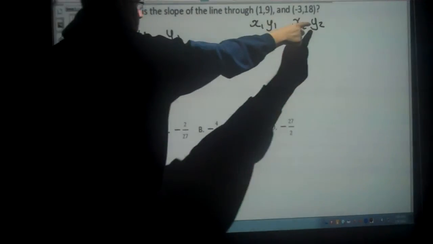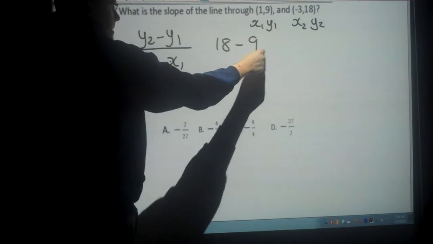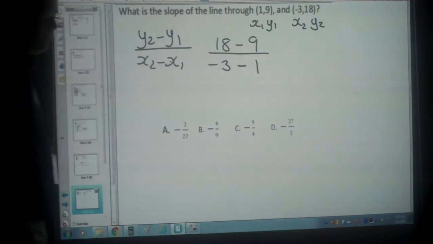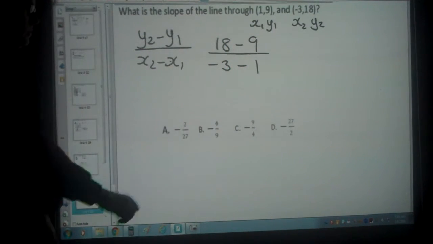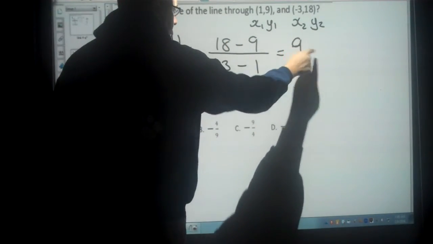So y2 for this question is 18. y1 for this question is 9. x2 is negative 3, and x1 is 1. So on our calculators we can then work out what these are. So 18 take away 9 is 9.